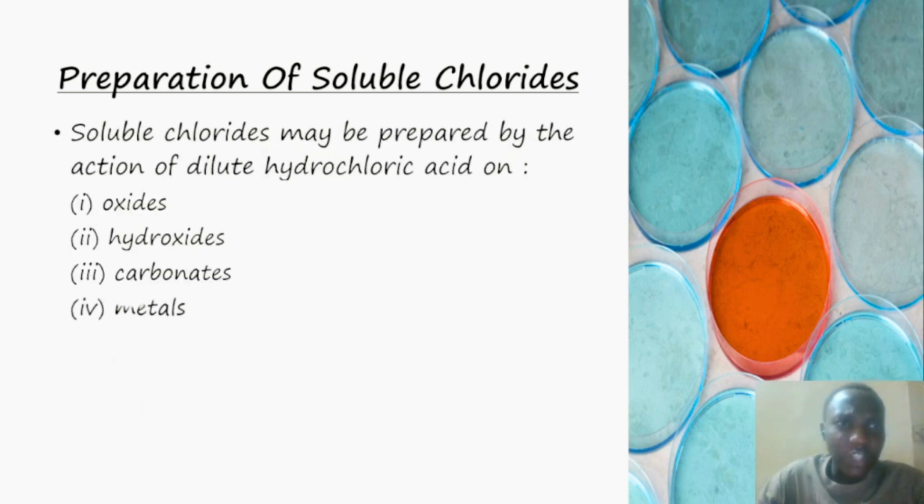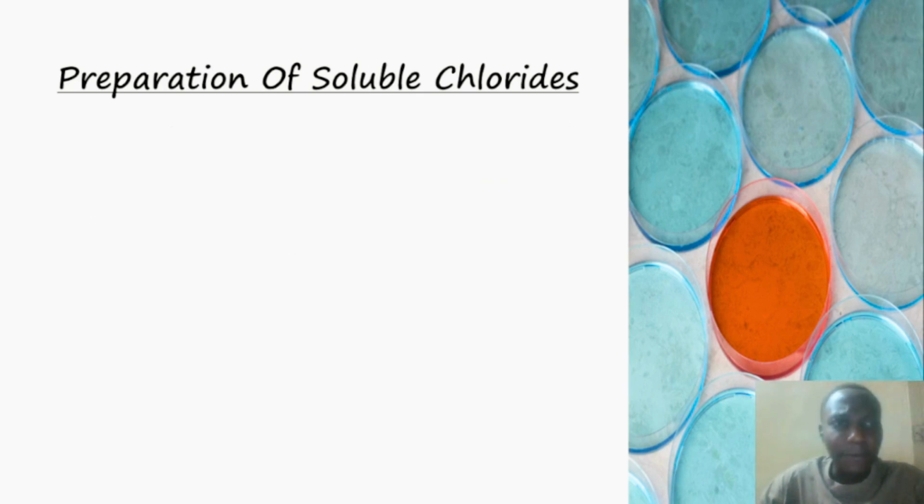Now, the soluble chlorides may be prepared by the action of dilute hydrochloric acid on the following: the oxides, the hydroxides, the carbonates, and the metals. Through the action of dilute hydrochloric acid on these components is where we can get the soluble chlorides. Here are some examples of these kinds of preparations of the soluble chlorides.